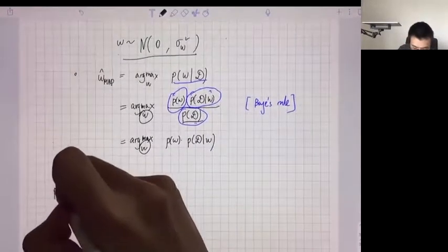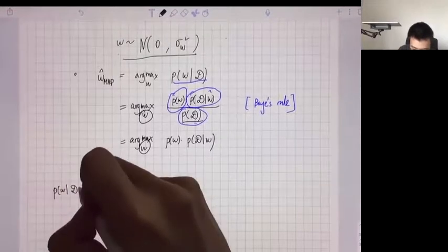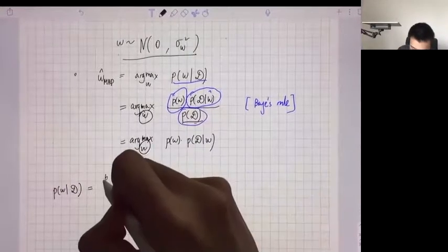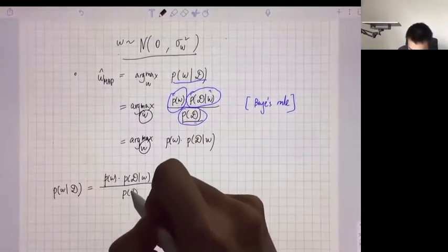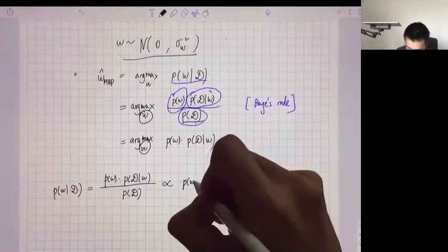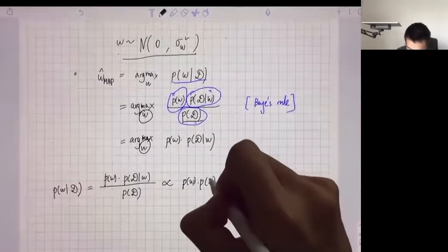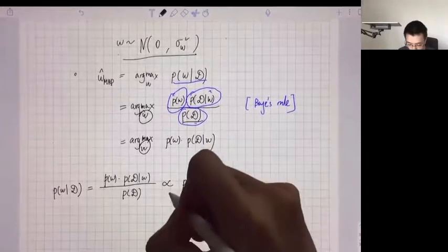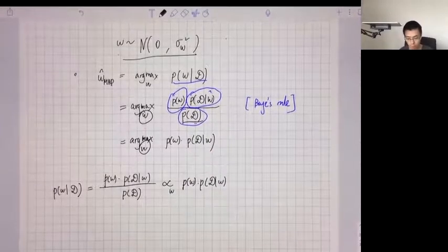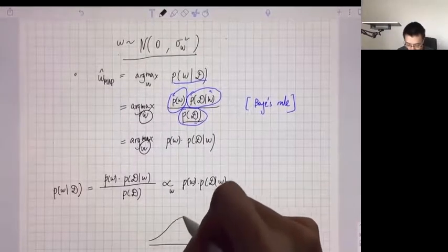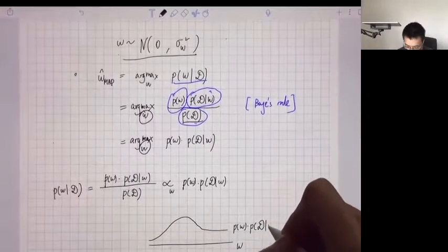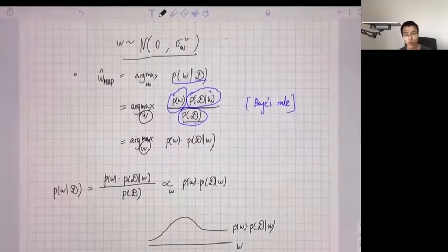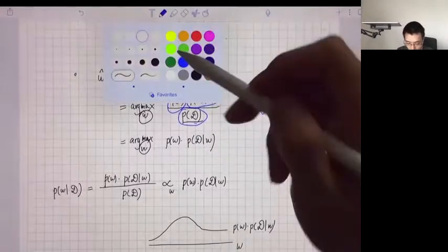So I can also write P of W given D is the same as P of W times P of D given W divided by P of D, which is proportional to P of W times P of D given W. By proportional, I just say this is proportional in terms of W, okay? So I can say this is my W, and this is my P of W times P of D given W, okay? And by saying proportional, it just means there is a true probability.